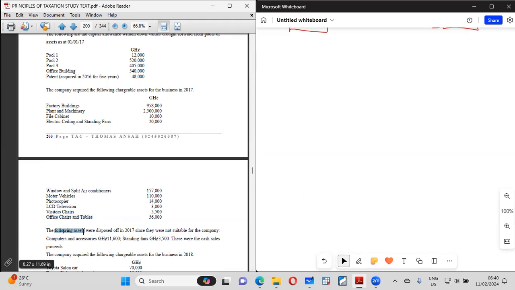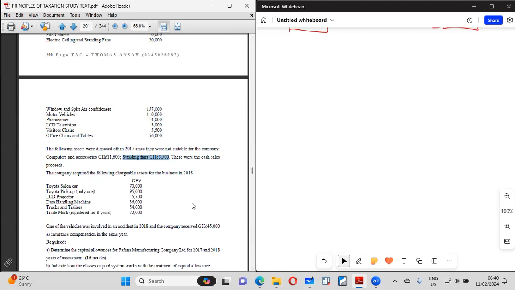And it says that the following assets were also disposed of. Okay, computers, this is the disposal. Standing fan, this is it. All right, for cash proceeds. These were the cash proceeds. Now, the company acquired the following also in 2018. One of the vehicles was involved in an accident, and the company received 45,000 from the insurance company. We are supposed to do this for a whooping 16 marks.